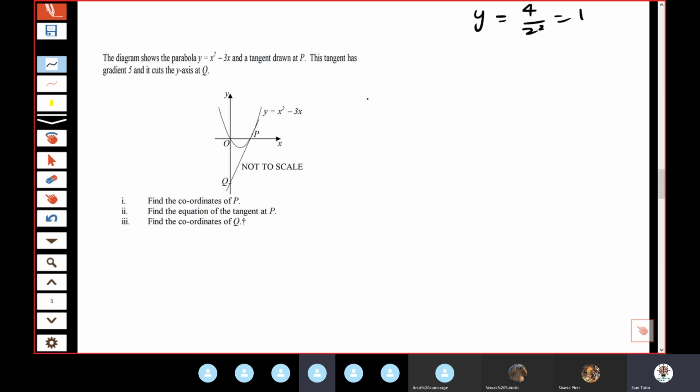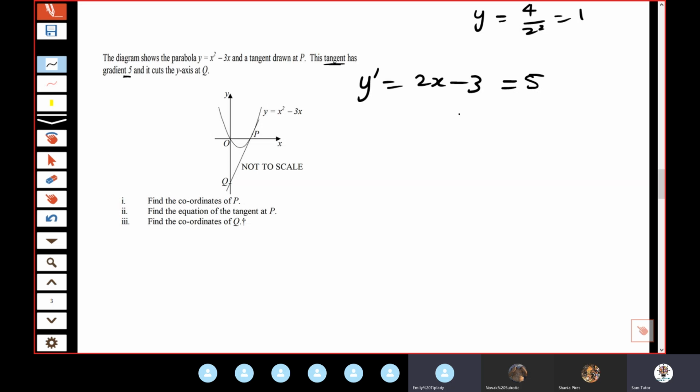Would you like to differentiate first? So y equals x squared minus 3x, so y dash, sorry, y dash would be 2x minus 3. Yes. The tangent is a gradient of 5, so would you sub that into the equation? No, you're not going to sub it in. The gradient is 5. So you're going to make this equal to 5.